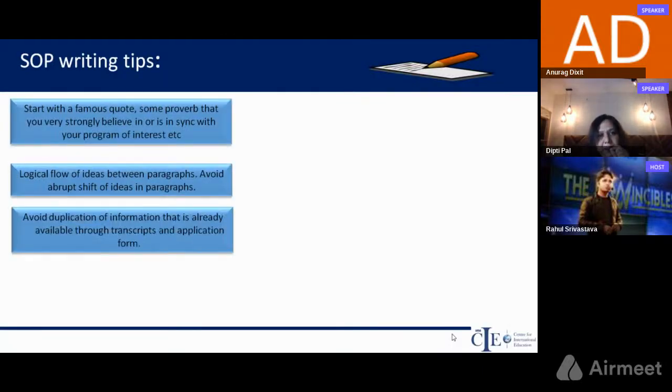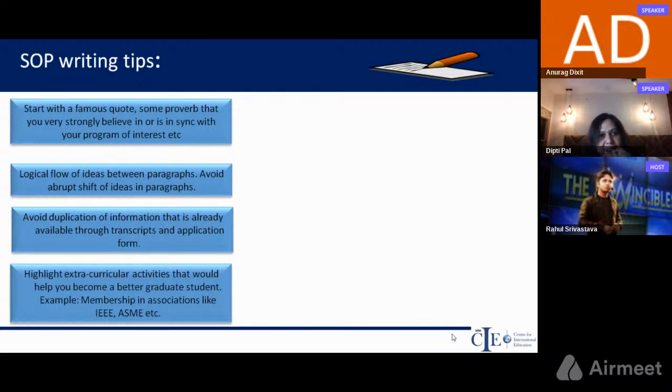Okay, now let me summarize how to prepare an impressive SOP. First of all, if you really believe in it, you can start with some quote or an experience, as we discussed earlier. Logical flow is very important between the paragraphs. Avoid the shift of ideas in the paragraphs. Ensure that you are properly articulating your thoughts. It should not happen that you start with an experience, jump to your internship and then mention why an MS is important.